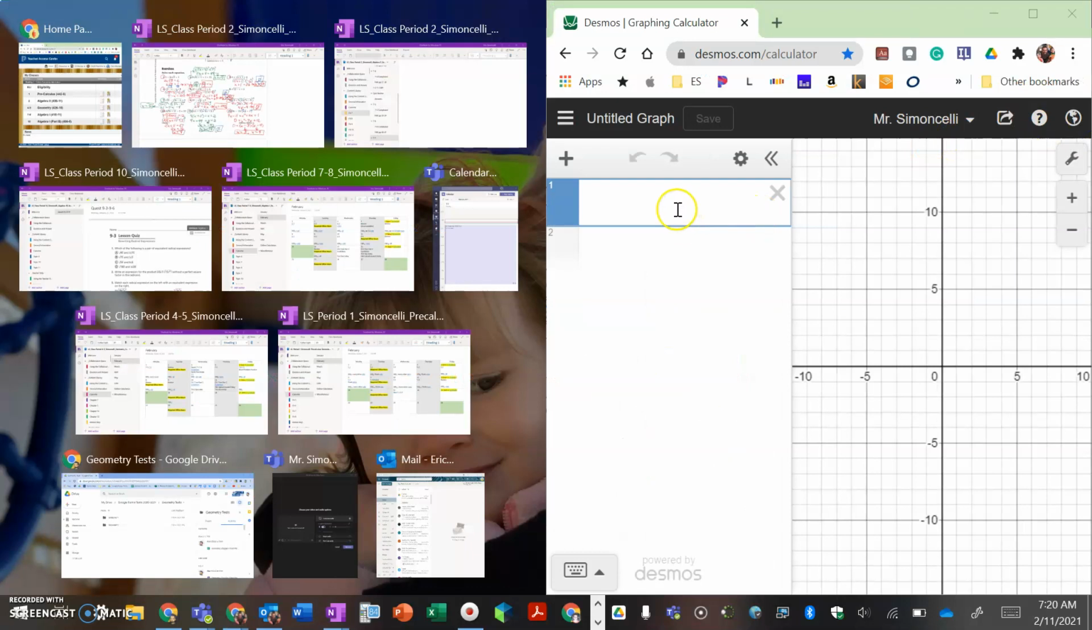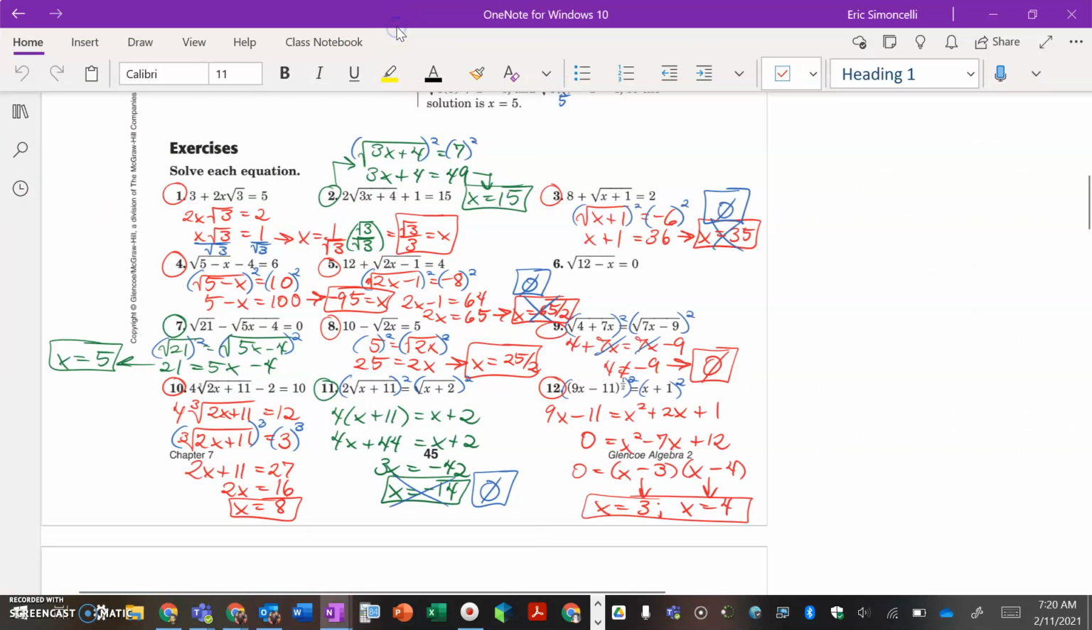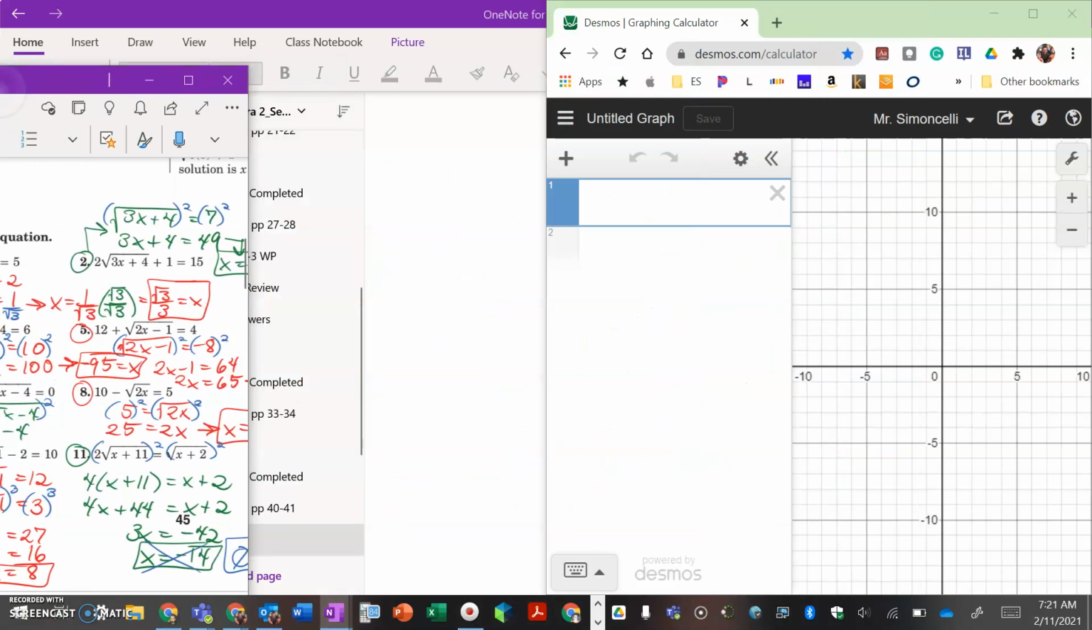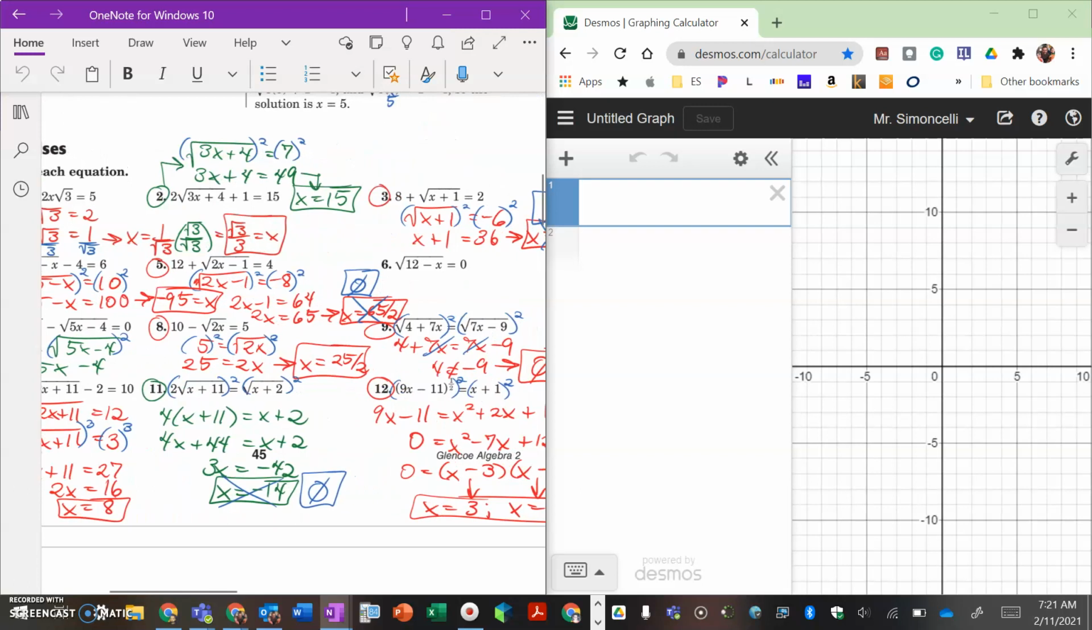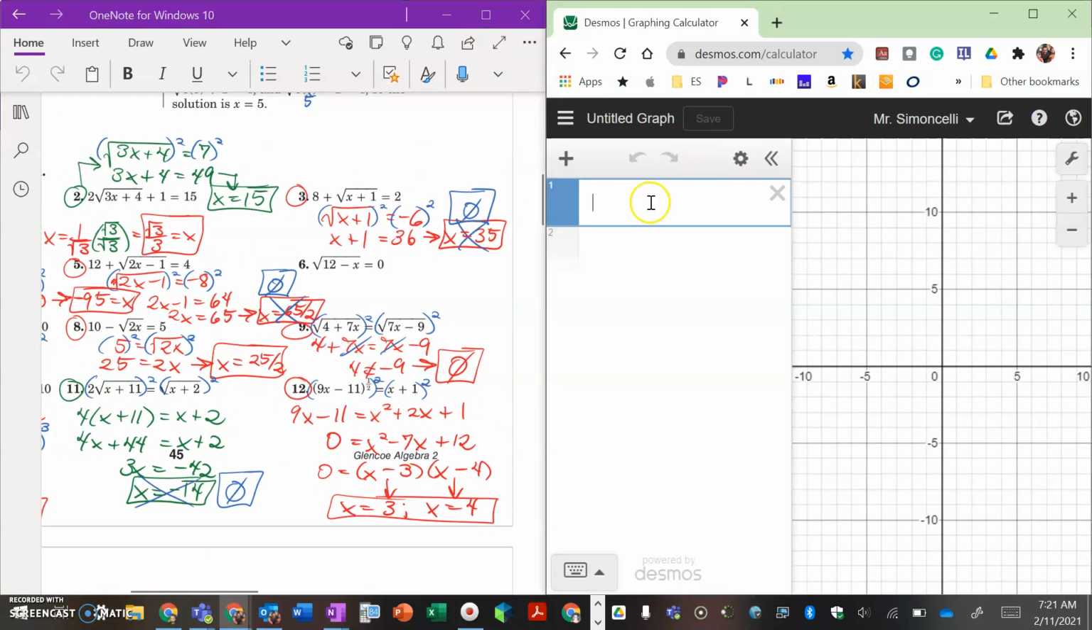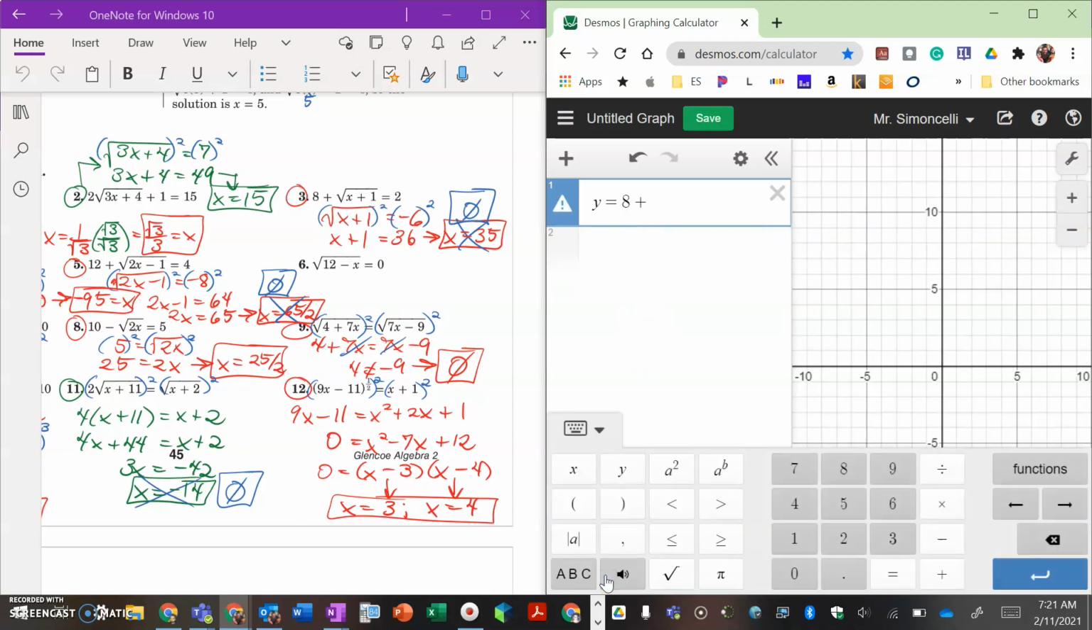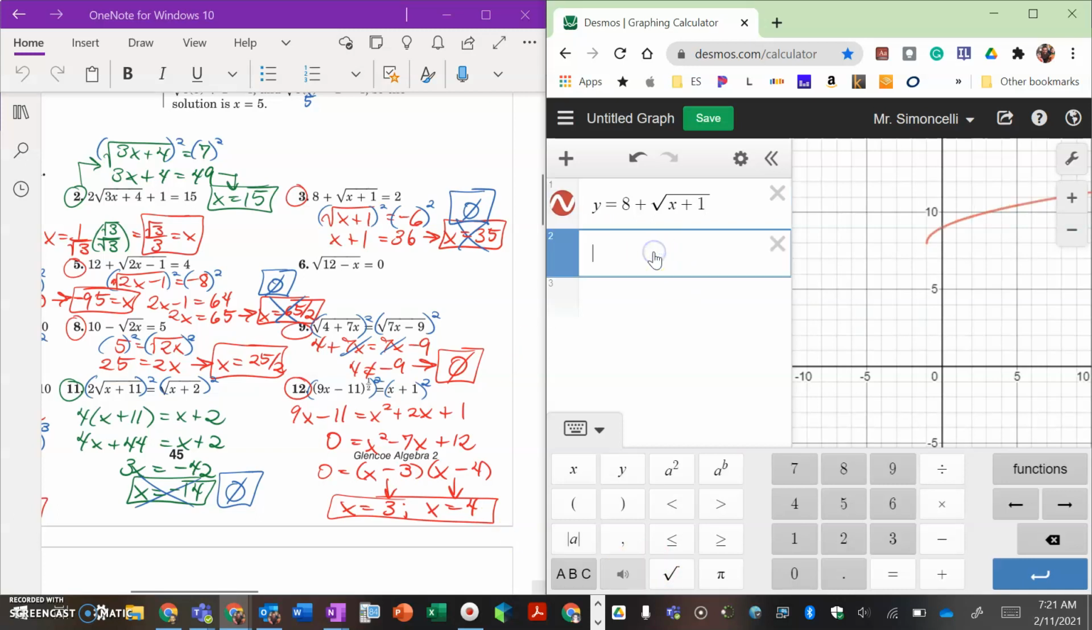I do highly recommend that we take a look at this, from the simple standpoint of relating to really every problem, but also how quickly you can check on Desmos. So here we go. Let's type in the left side of the equation as y equals 8 plus the square root of x plus 1. You could also use your graphing calculator for this. I would then say y1 and y2. So there's your first equation. Your second equation, y equals 2.